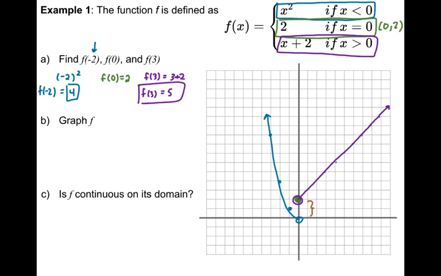And we see this here. There's a little bit of a jump. We would have to pick our pencil up and we'd have to move it from that blue function up to that green dot or the purple function. So this is not continuous because we have the jump there.